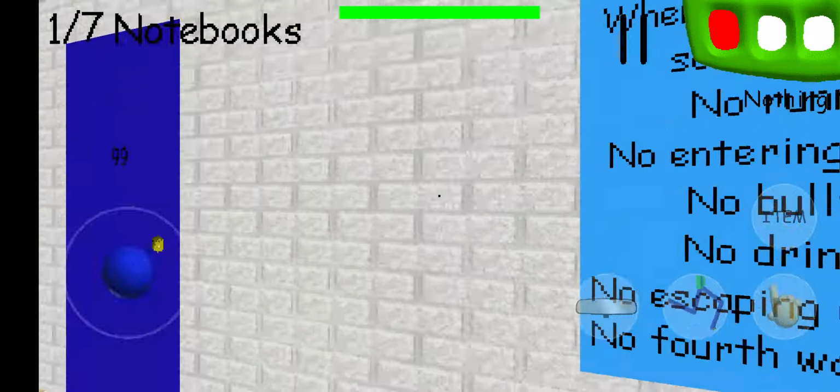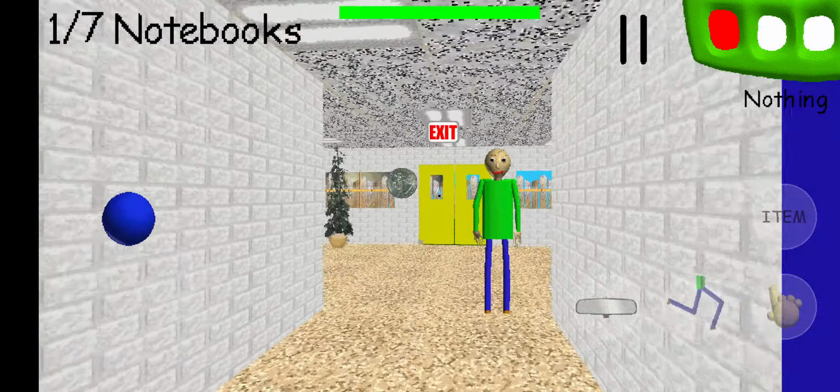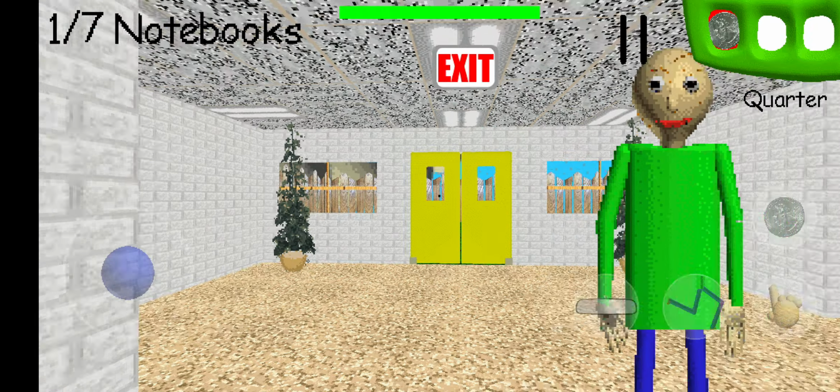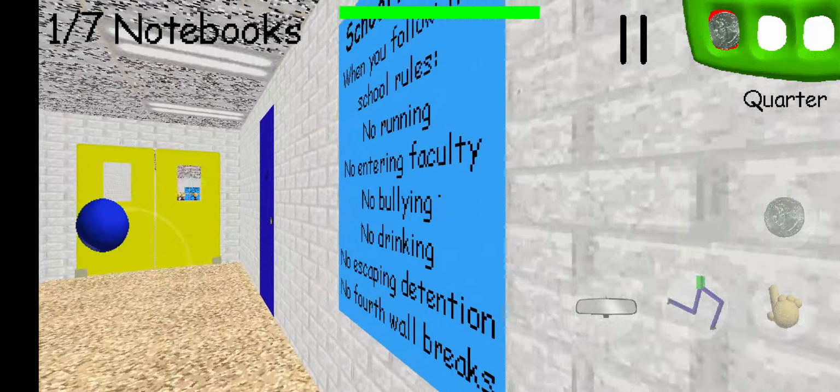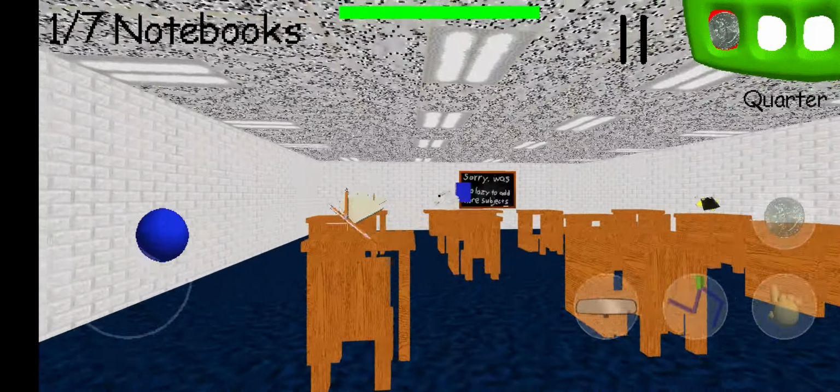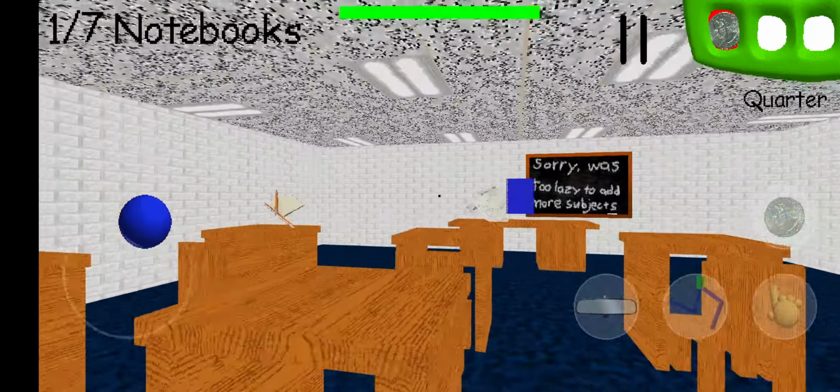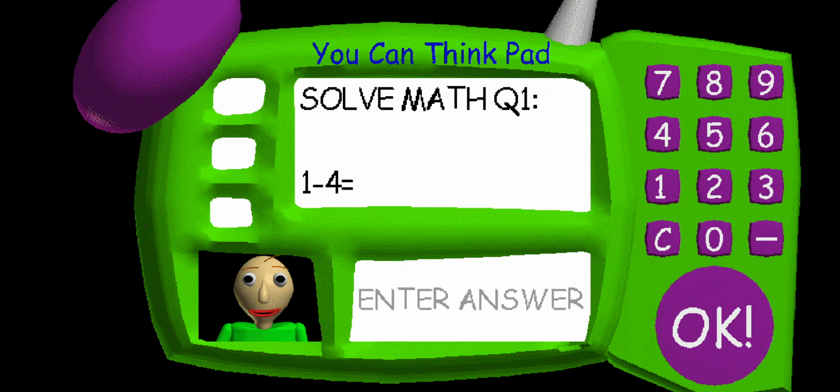Okay. A shiny quarter. Okay, we got a shiny quarter. Problem 1. 1 minus 4 equals... 1 minus 4. It's kind of hard because you need to see 1 as well. So, if the second number is bigger, then what is it?